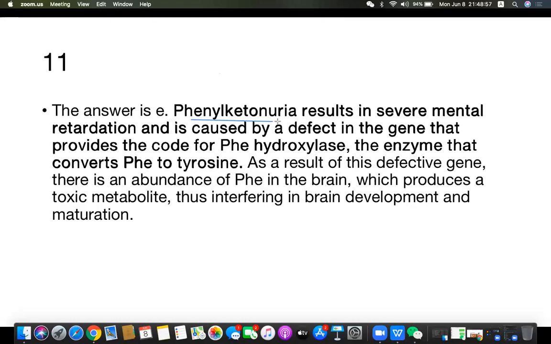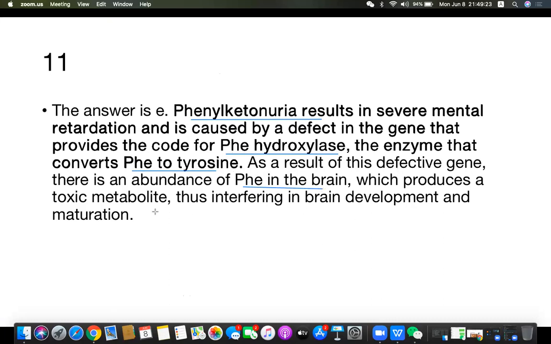This phenylketonuria results in severe mental retardation and is caused by a defect in the gene that provides the code for phenylalanine hydroxylase. Remember the name of this enzyme. This enzyme converts phenylalanine to tyrosine. As a result of this defective gene, there is an abundant amount of phenylalanine in the brain.